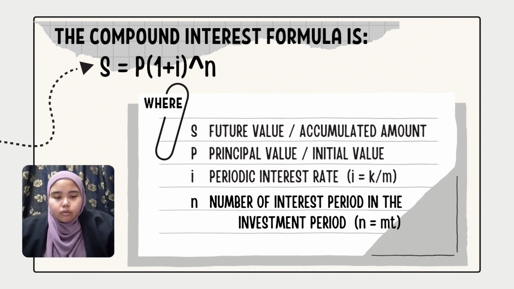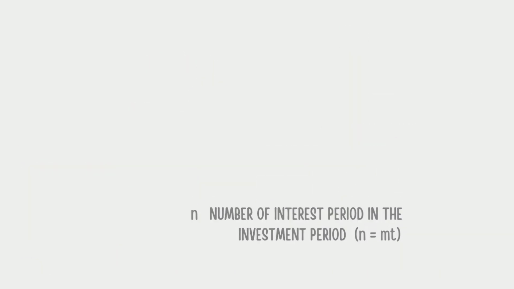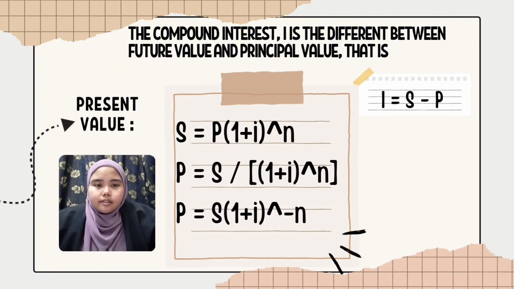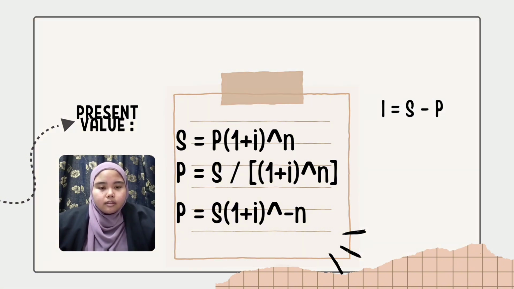S is future value or accumulated amount, P is principal value or initial value, I is periodic interest rate, I is calculated by I equal to K over M, and lastly N equal to number of interest periods in the investment period. The compound interest I is the difference between future value and principal value, that is I equal to S minus P. Present value S equal to P open bracket 1 plus I bracket to the power of N.